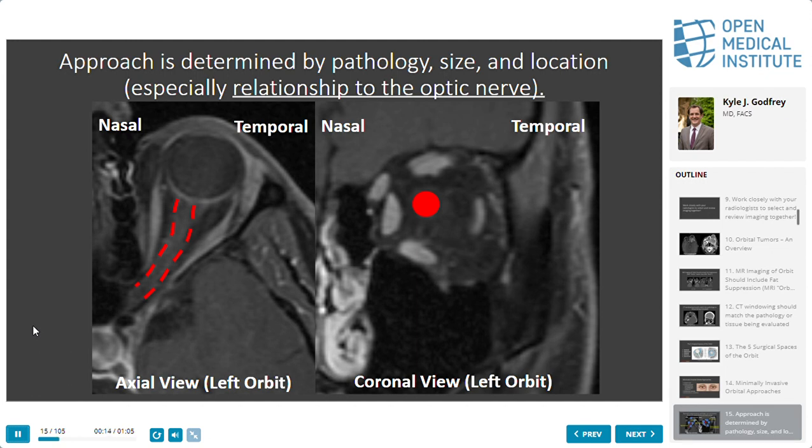So when we think about our tumor location, these are both left orbits. So this is our axial view looking up from the feet towards the top of the head, and this is of course a coronal, en face image. And wherever that nerve is, wherever the tumor is relative to the nerve dictates our approach.